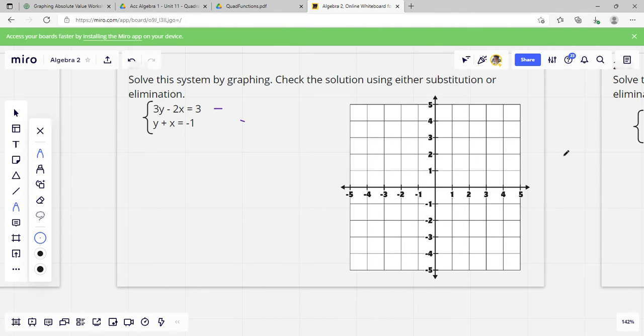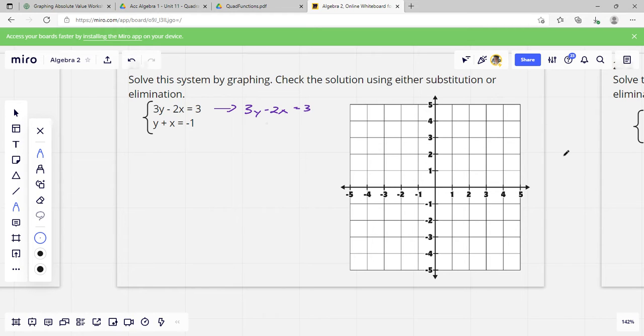So first thing I'm going to do is rearrange this equation right here. I want to get my x by itself. So if I've got 3y minus 2x equals 3, I need to move this 3y to the other side. And I would have negative 2x equals, no, I need y by itself. Whoopsie. Y equals mx plus b. So I don't want to move the 3y, I want to move the 2x. Start over here.